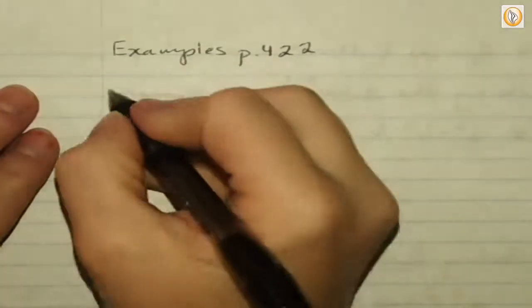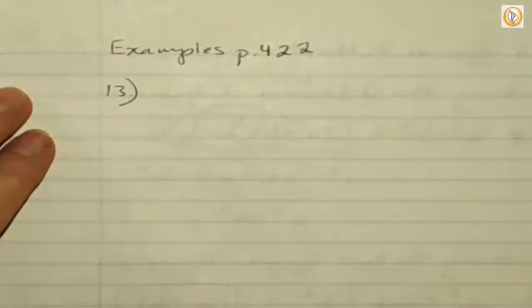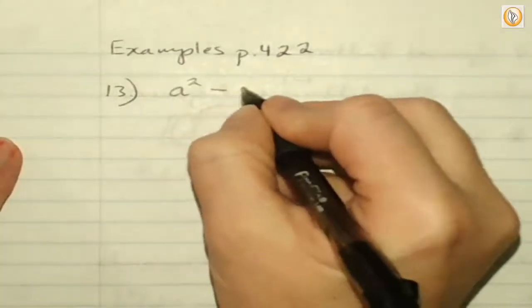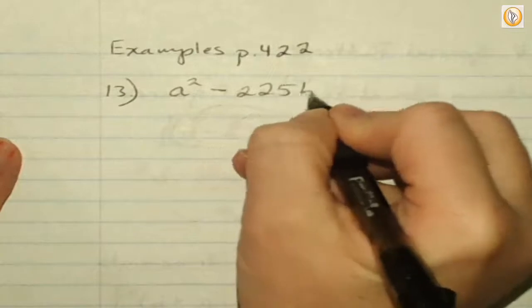Okay. Morgan's like, all right, 13. We're jumping all the way to 13. It says factor. Those are your instructions. A squared minus 225 B squared.